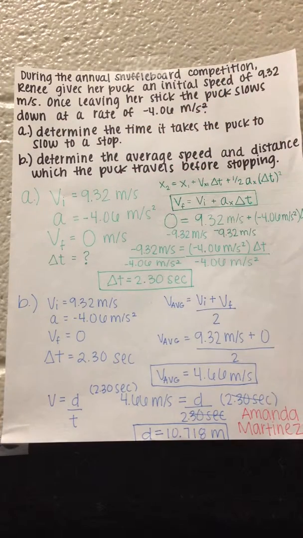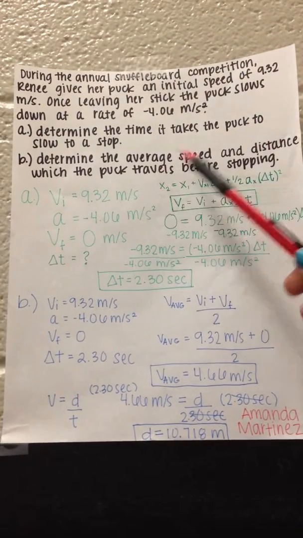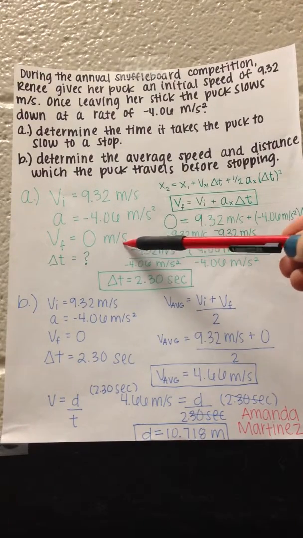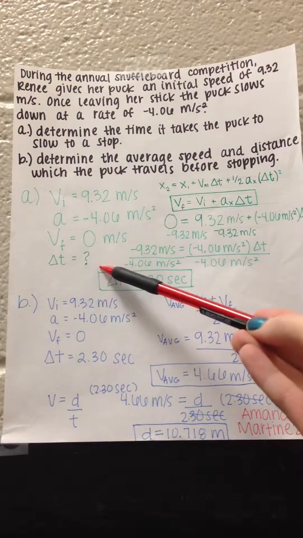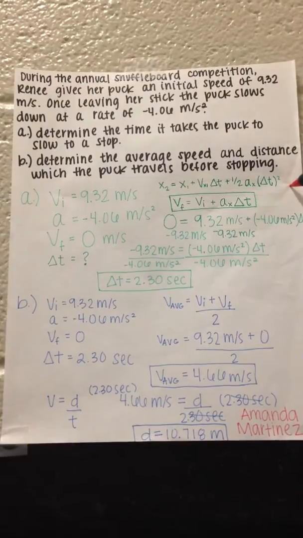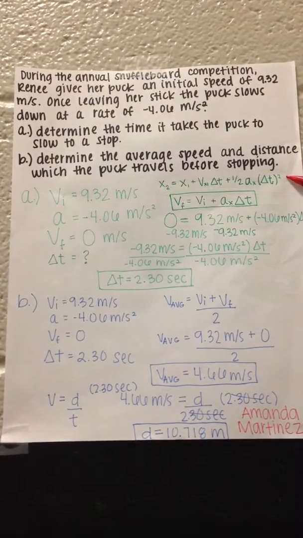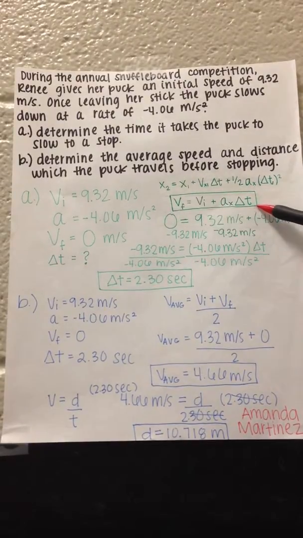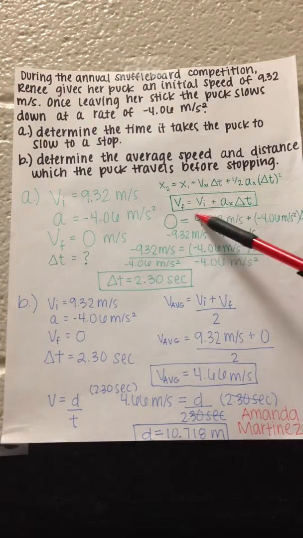So the first thing I did for this question was I got all the information that I knew and wrote it down, which was the initial velocity, acceleration, and final velocity is 0, and we're looking for change in time. So I knew that there was two formulas involving change in time, this one and then this one. And since I have all the variables that are in this formula, I decided to go with this one.